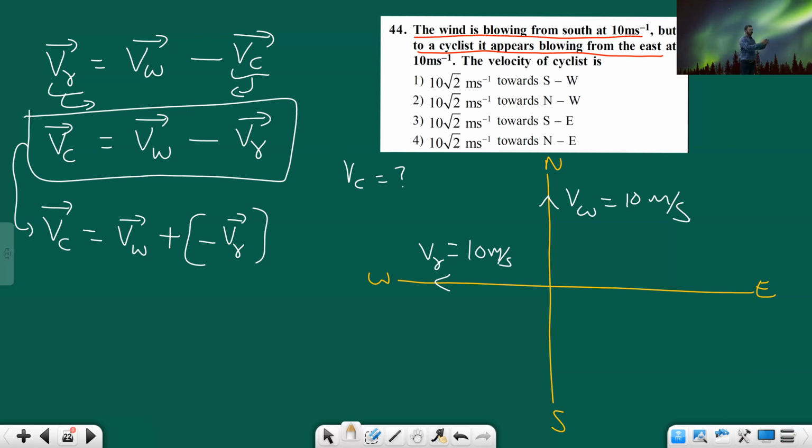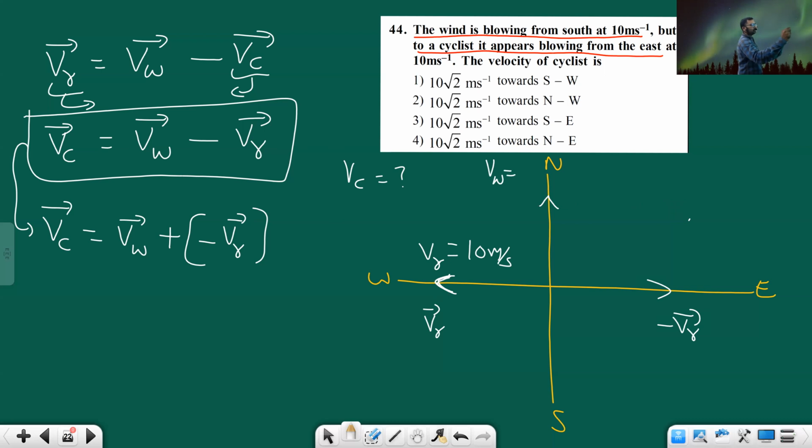So VC bar lies between VW bar and minus VR bar. Initially VR is taken in this direction; in the opposite direction it will be minus VR bar. Here VW is equal to 10 meters per second, the VW bar is in this direction, and minus VR bar is in this direction.